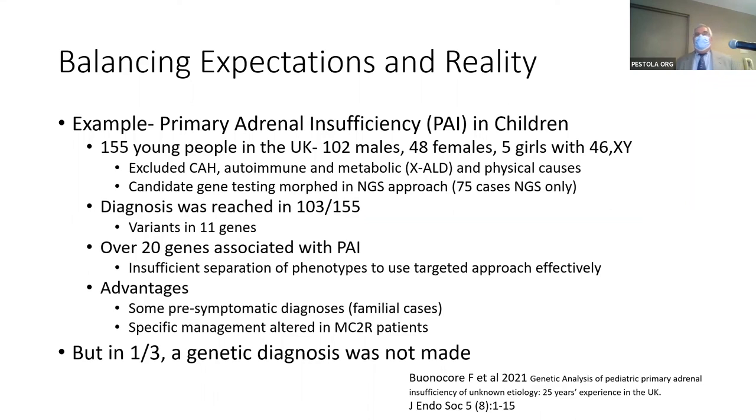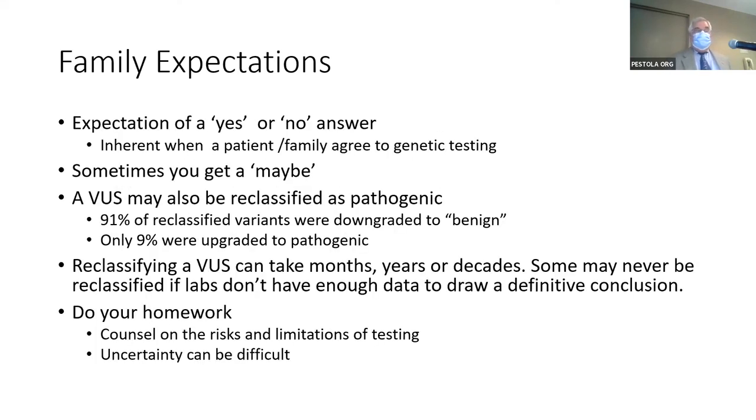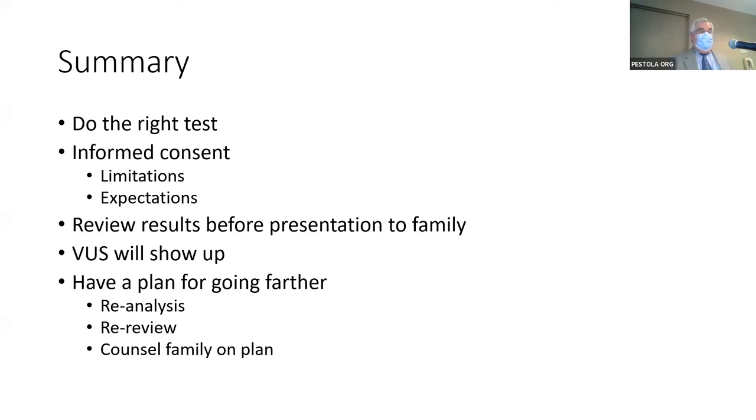This is a good paper. Why? Because it picks on one of the diseases I picked on before. It's an endocrine paper. Summation: 1 in 3 times when they did what was state-of-the-art genetics the day they saw the patients, you didn't make a genetic diagnosis. So the families expect yes, no. Sometimes you get a maybe. Reanalysis and reclassification can take months, years, or decades. So do your homework.